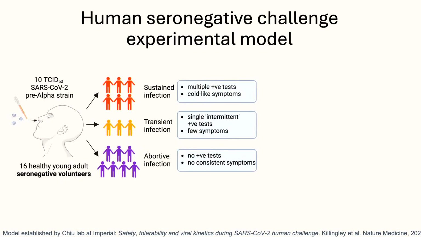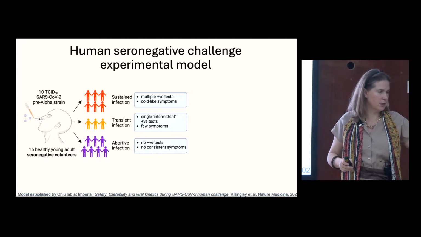And then there were 7 people, the purple ones at the bottom, that we call abortive infection. They had no positive tests and no symptoms. So despite getting the same viral titer inside their nose, they had no symptoms. So these lucky 7 individuals are the ones that we were able to study.